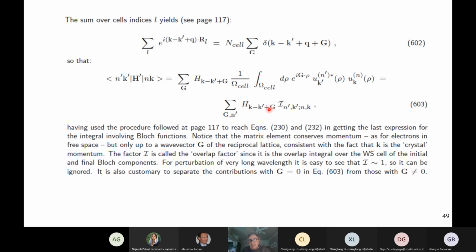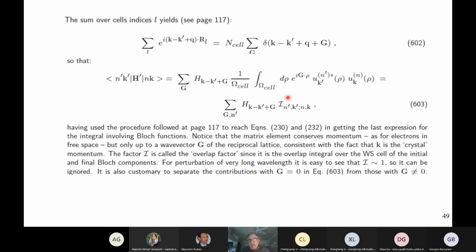The G equals zero processes are called normal components. The processes in which G is not zero are processes in which an electron is scattered to a vector k prime, a position k prime, which is outside the first Brillouin zone, and then I bring it back into the Brillouin zone. And this is called an Umklapp process. Umklapp in German means folding over. So that's what you do. When you consider the extended zone scheme and go to the reduced zone scheme, you fold the band structure over the first Brillouin zone. So this is why it's called Umklapp.